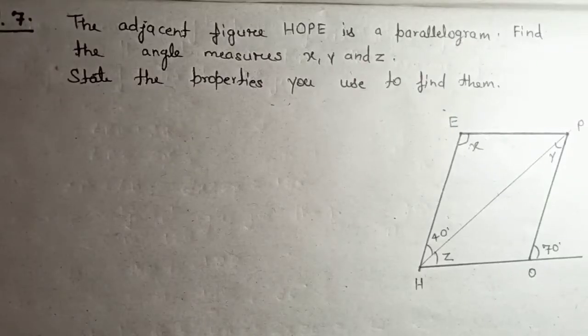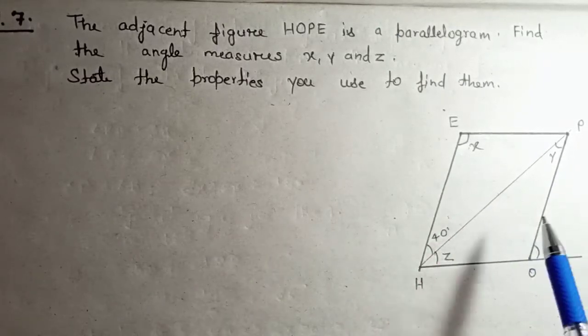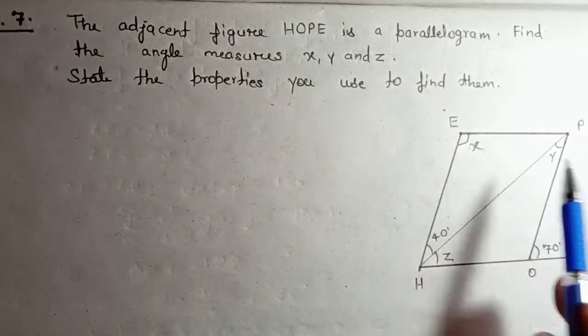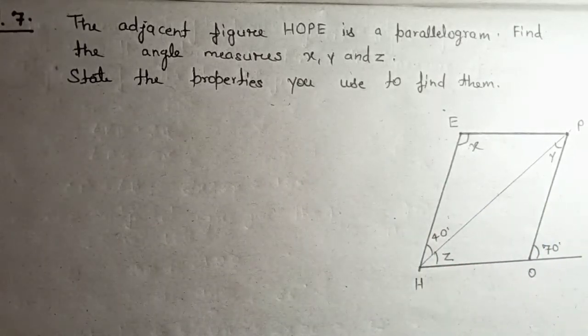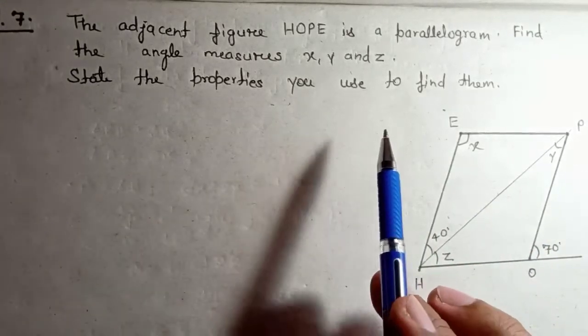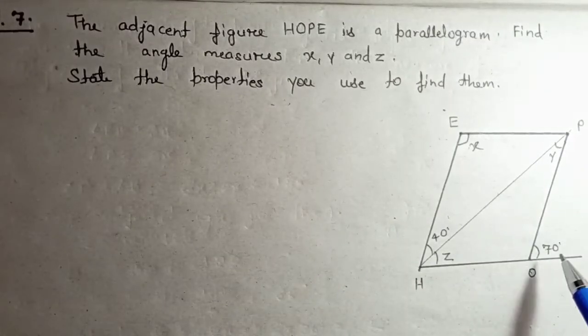Now we have question number 7. The adjacent figure HOPE is a parallelogram and we have to find the angle measures X, Y and Z. State the properties you use to find them. Now, you know that this angle is 70 degrees.